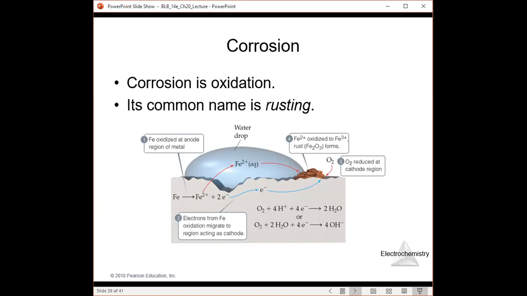It's just a slower redox reaction. It's not something fast like a battery, where you dial in your phone. It's just a slower reaction, that's all it is. It's still a redox reaction, just a slow progressing one.